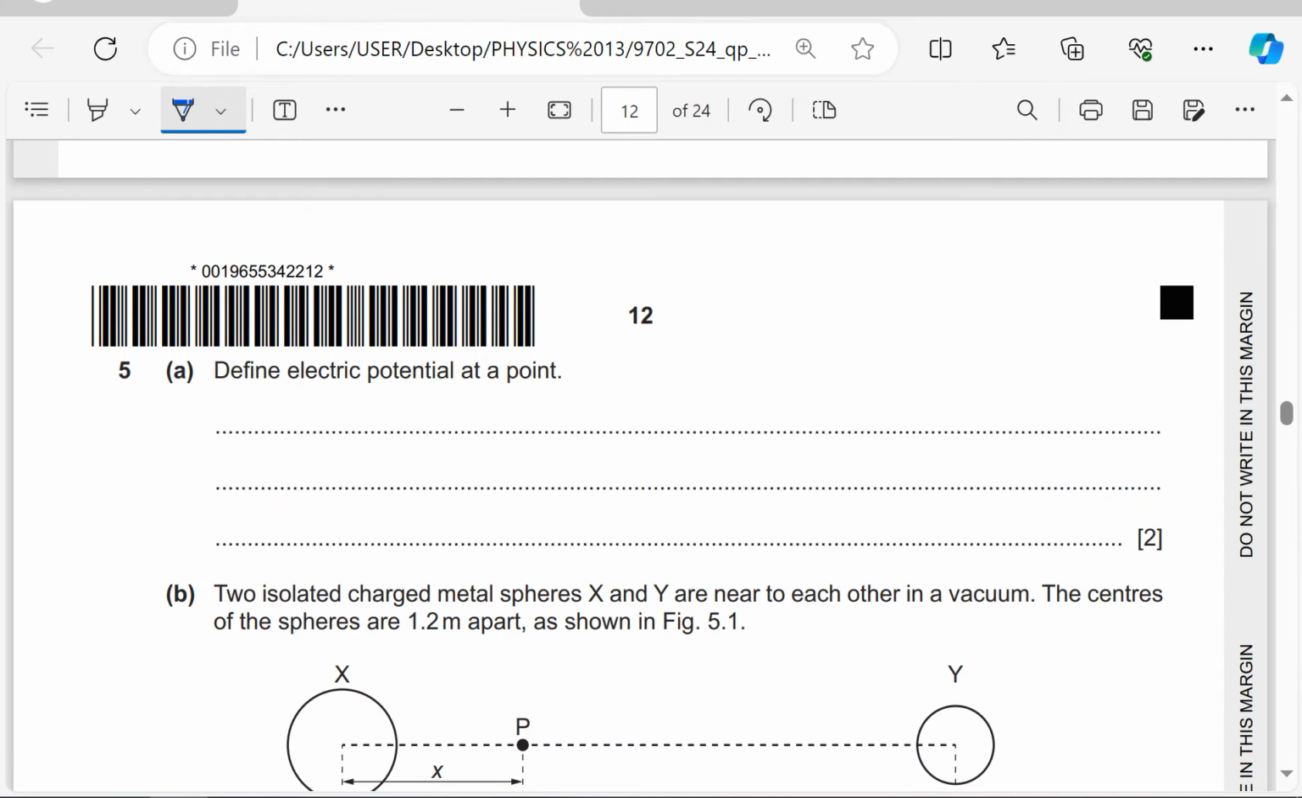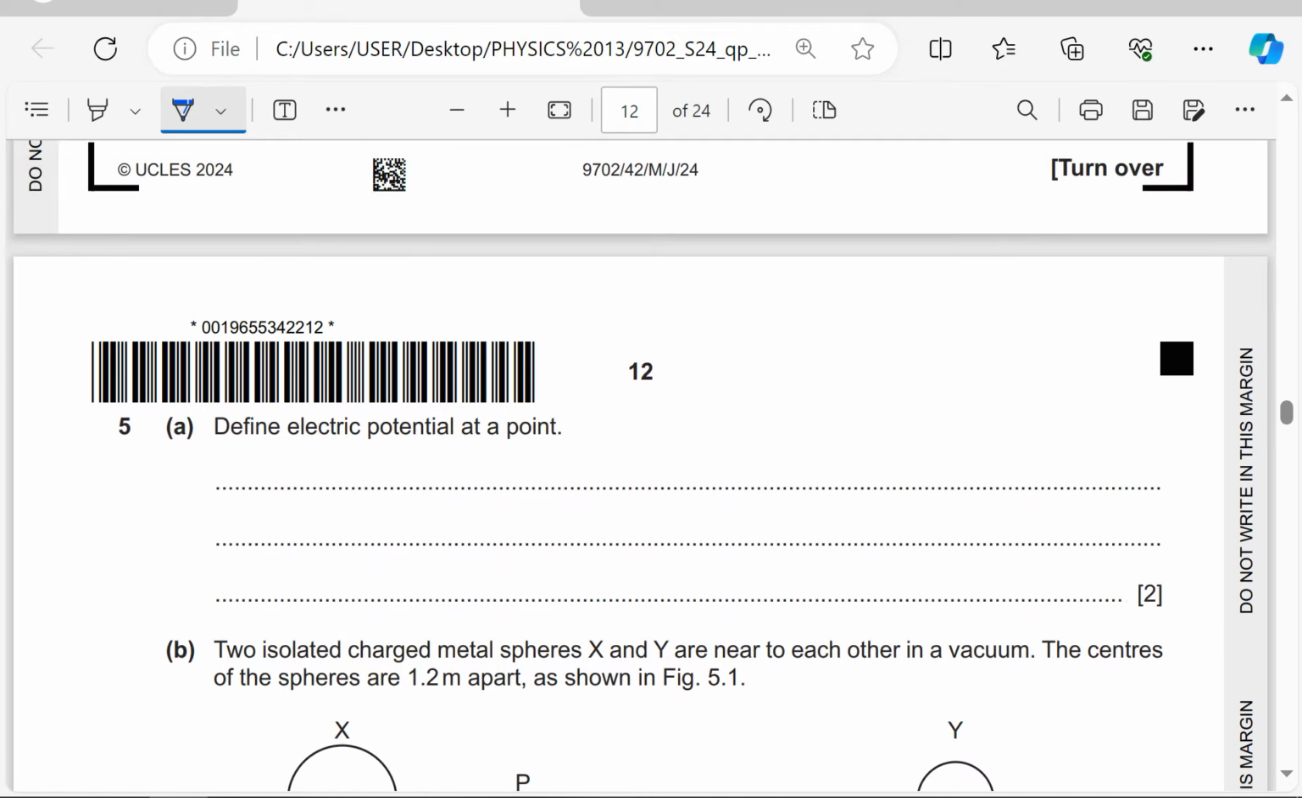So define electric potential at a point. I think we defined gravitational potential. Now we define electric potential in this paper. Gravitational potential was in 4.1. Now let's define electric potential. For gravitational potential, we consider the mass. For electric potential, we are going to consider a unit positive charge.